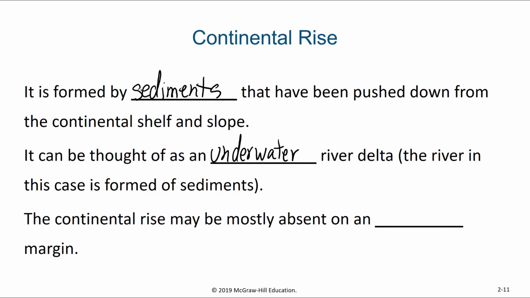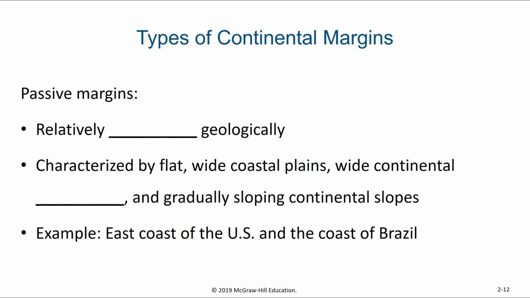Now, if you have an active margin, the Continental Rise may be absent. And in its place, you might have an oceanic trench. And so with that, let's talk a bit about the different types of continental margins.